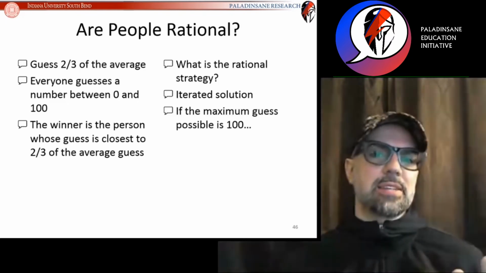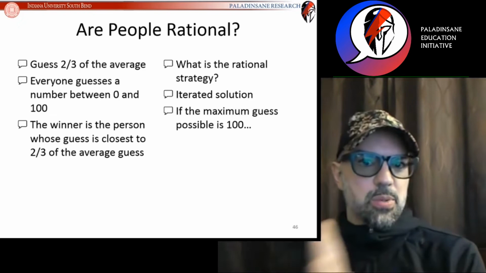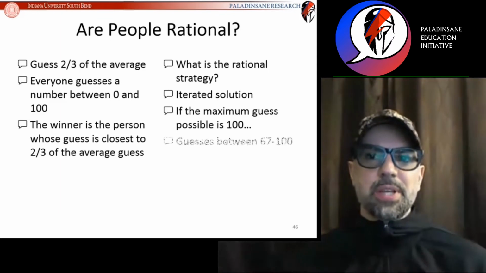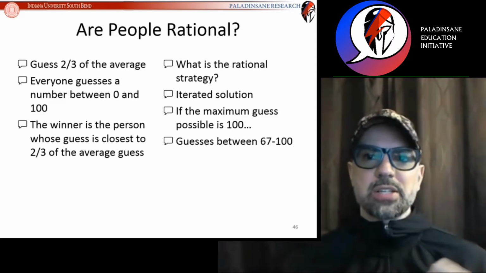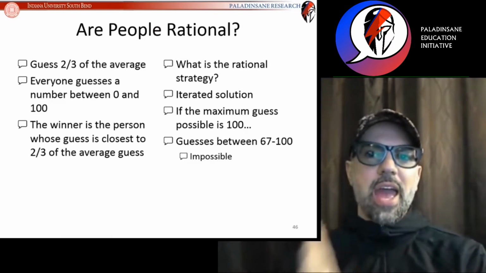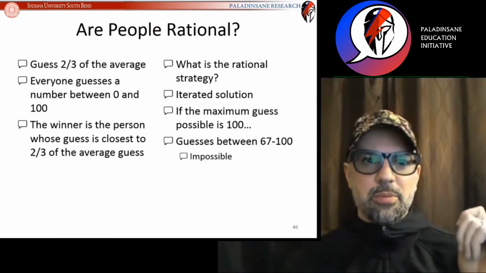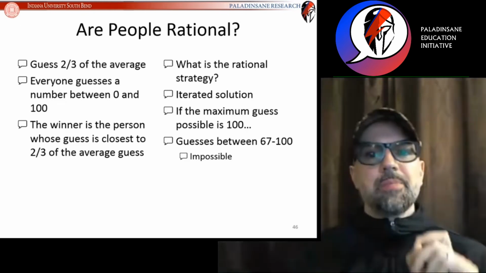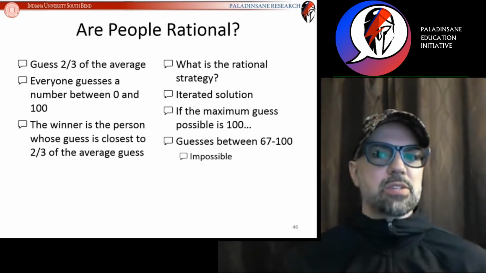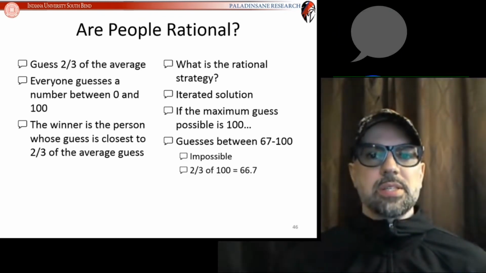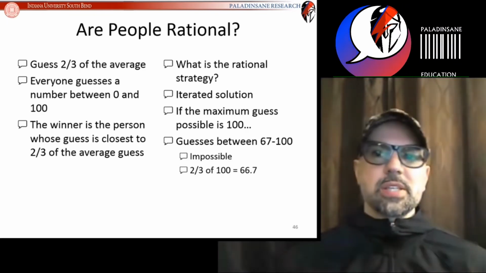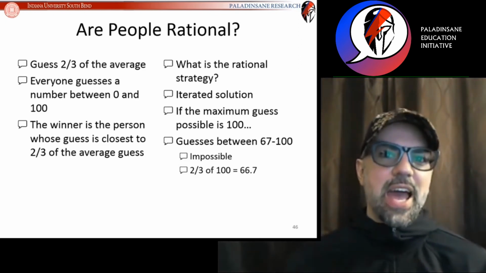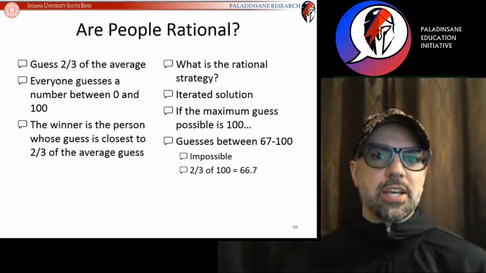So if your maximum guess is 100, right? You got to guess the number between 0 and 100. If the maximum guess is 100, then guesses between 67 to 100, those are actually impossible. Because even if everybody misunderstood the game and said, oh, I'm just supposed to guess 100, I'll just write 100 down. If they all wrote 100, then the games master took 2/3 of 100, it would be 66.7. So guesses between 67 to 100, those are impossible. You actually can't get those numbers. You can't get that high of a 2/3 of the average in this situation.